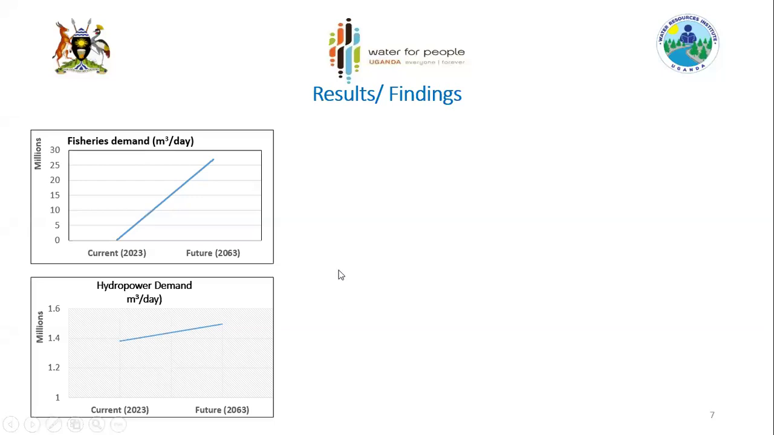For hydropower, we have only one hydropower plant, which is the EMS Mpanga. However, considering the sector growth rates, we identified that there's likely to be growth of the hydropower demand from around 1.4 million cubic meters per day to around 1.5 million cubic meters per day for the future year.